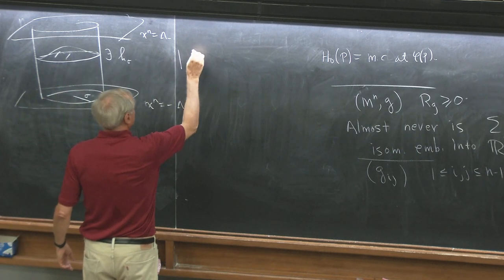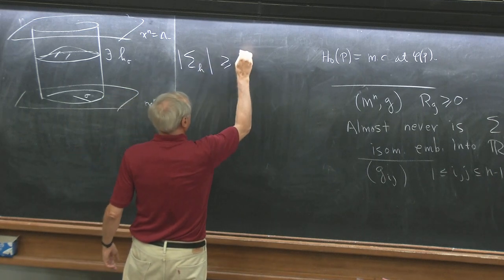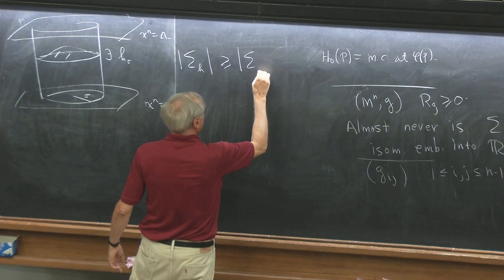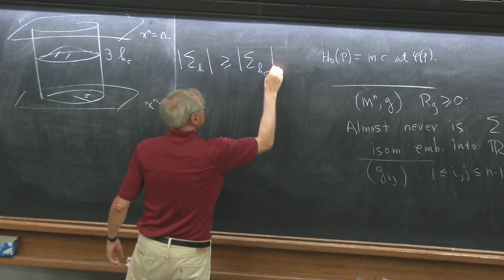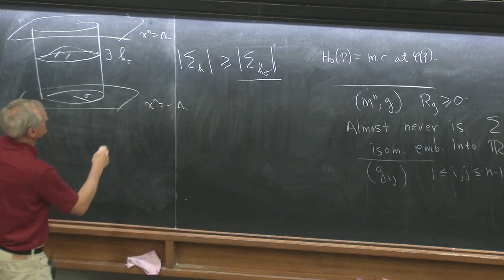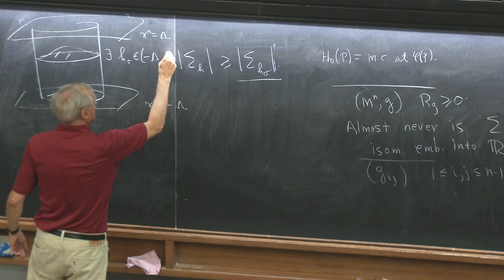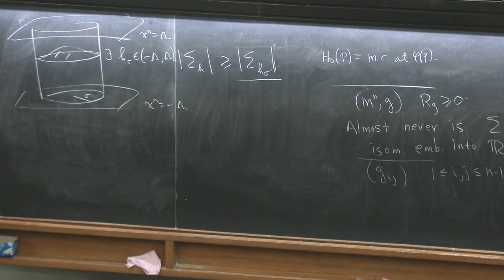So the measure of the surface when we go up to height h is greater than or equal to the measure of the special one. So this is the best one. And these h sigmas are strictly in the interior of this interval, minus lambda, lambda. And that's, again, because of the geometry of the situation. So in other words, not only do I construct a surface, I construct a best one.